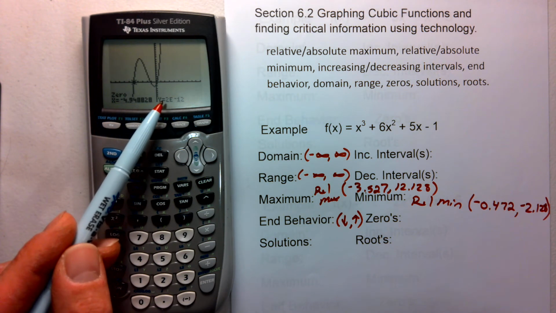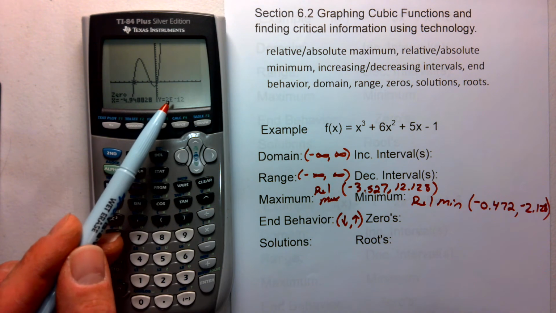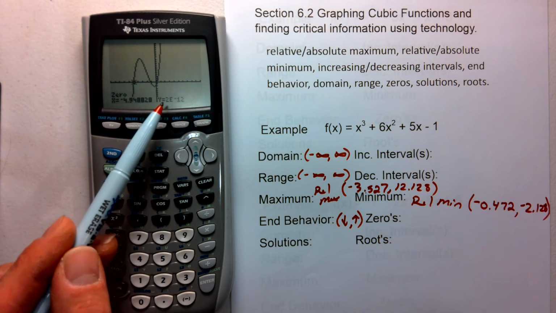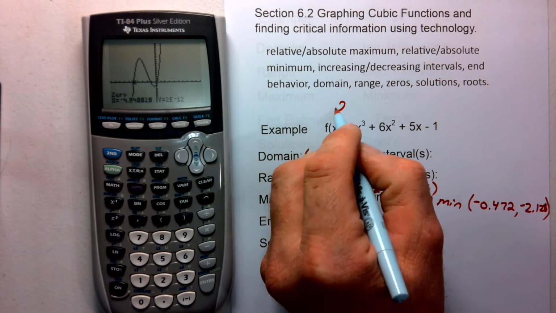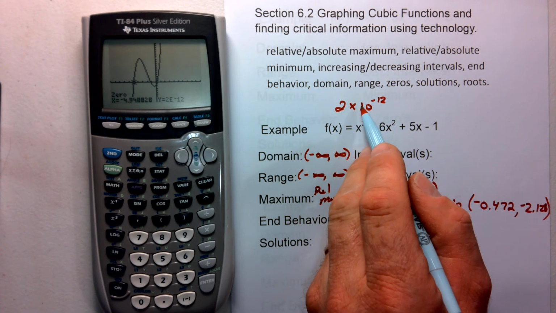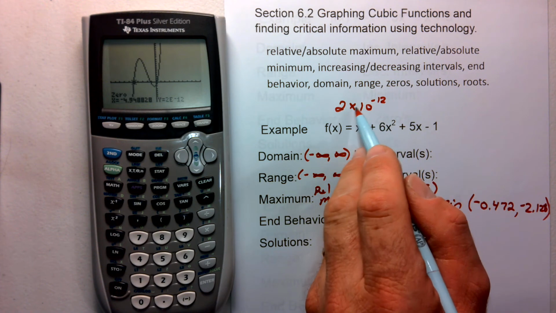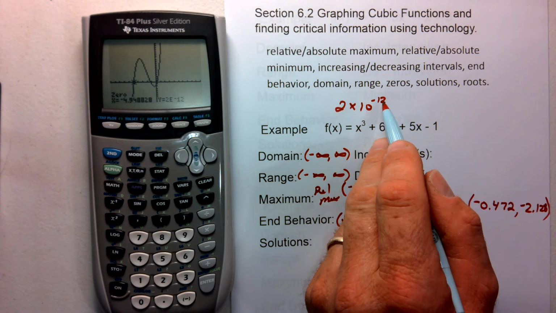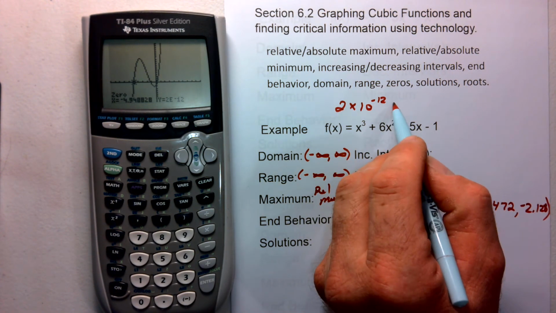-4.948826. And let's look at this y value. Y equals 2e to the -12th. What does that mean? That might be the first time some of us have come across that. That e and then 12 means times 10 to that -12th. Well, what is that value?